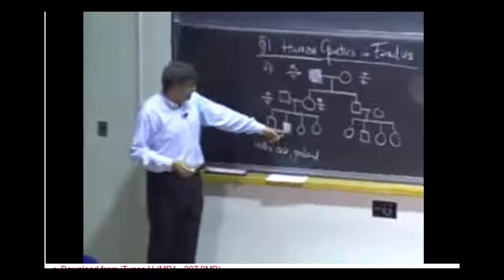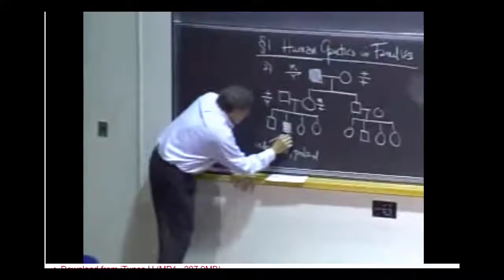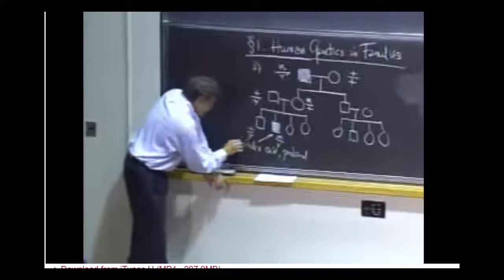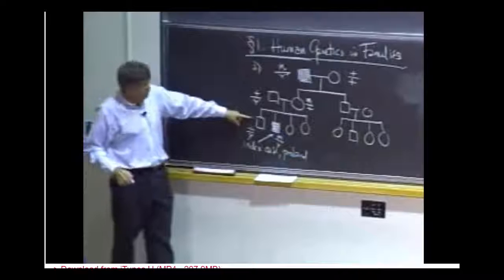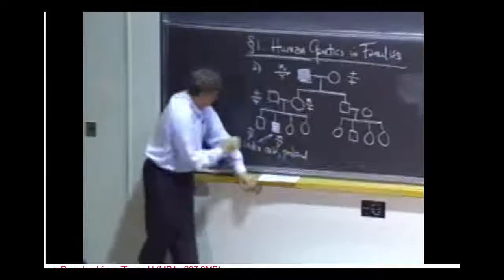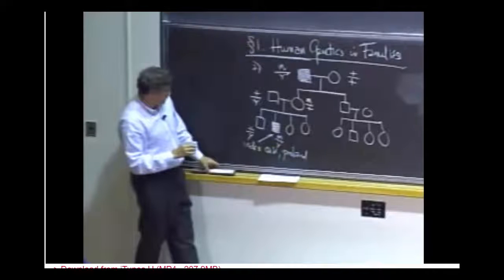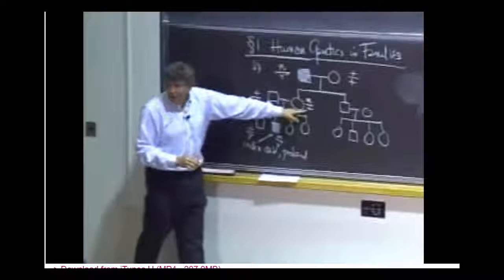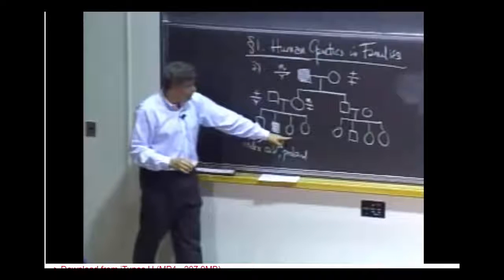Okay, and then what happens here? Mutant over Y. This is plus over Y. How did this person get plus over Y? They just got the plus from mom. And the daughters? Y from dad. And a plus from mom. No, that's cool. Now, what about the daughters here?